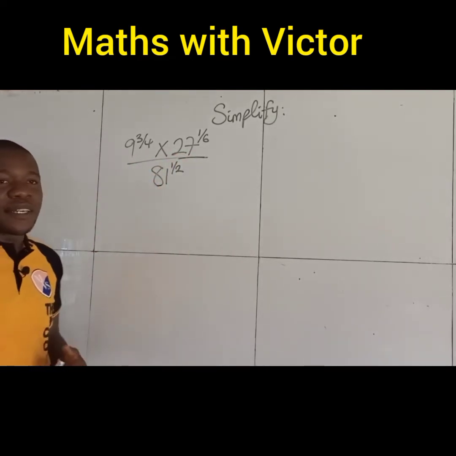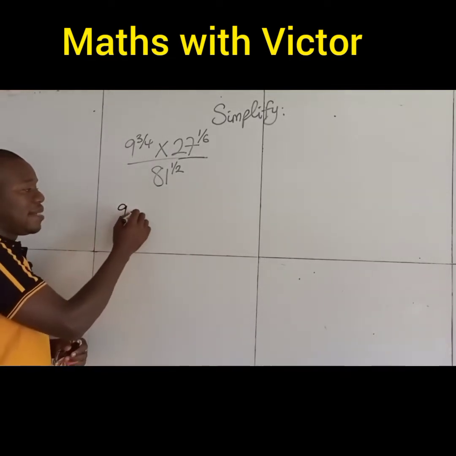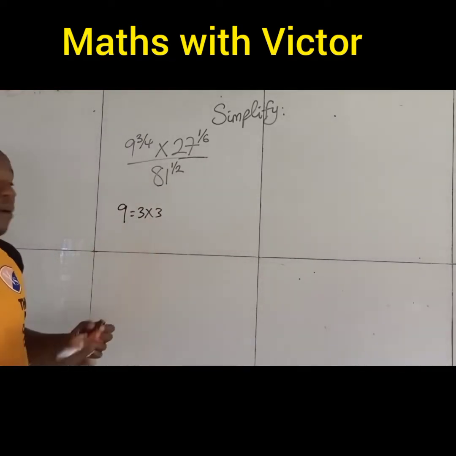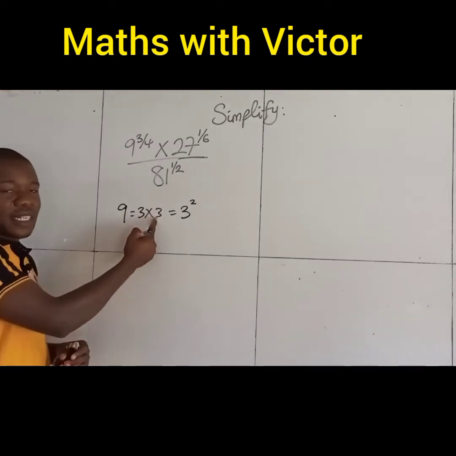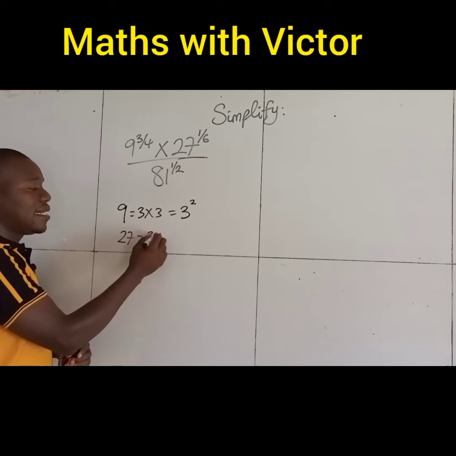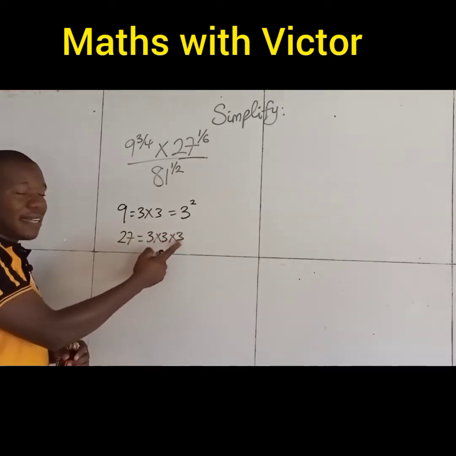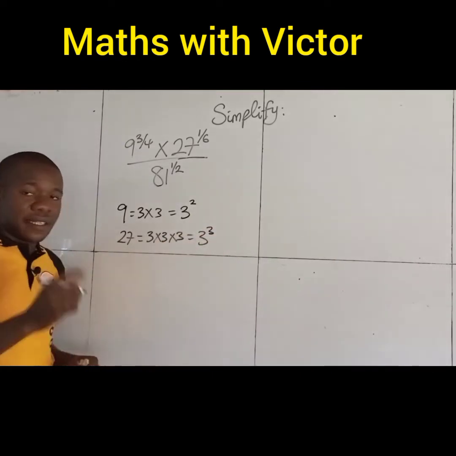They can all be expressed as powers of 3 because 9 is the same as 3 times 3. Of course, 3 times 3 gives you 9. In power form, this is written as 3 to the power of 2 because we have 2 3's. So 27 similarly is the same as 3 times 3 times 3. 3 times 3 is 9, 9 times 3 is 27. And that is 3 raised to the power 3 in index form.